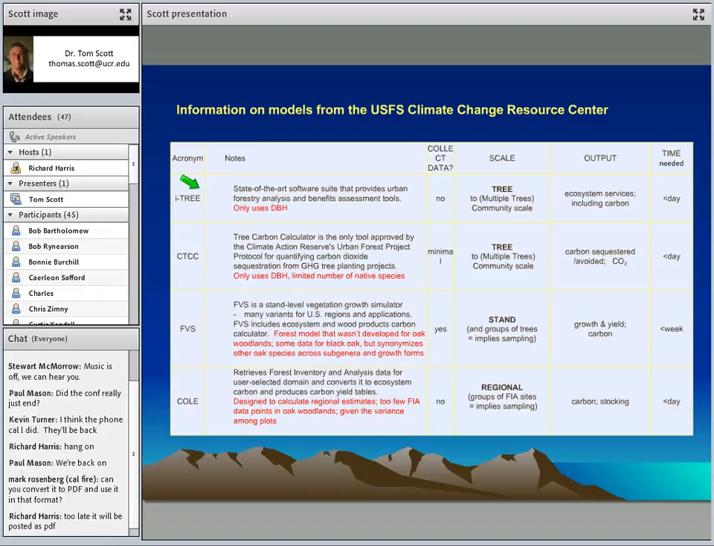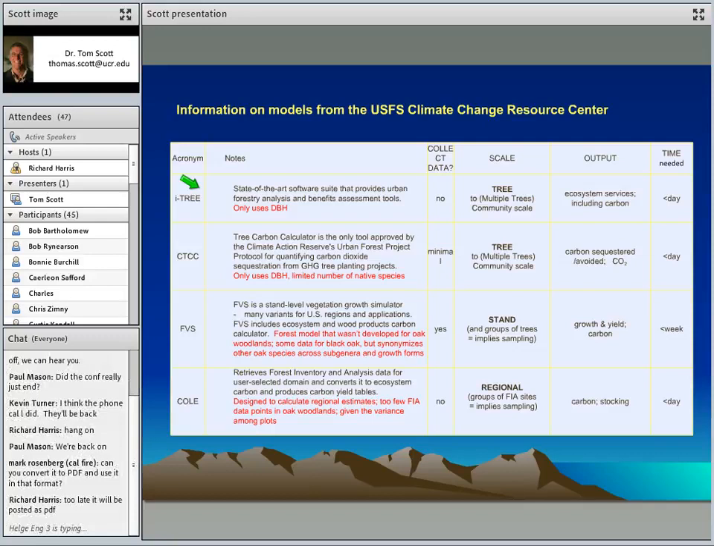CTCC also uses only diameter and unfortunately has a limited number of species because it's an urban tree model, and so they're using basically the horticultural trees that we have in California rather than native species. FVS we found a lot of problems with.